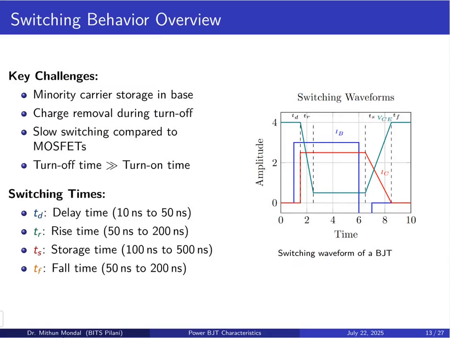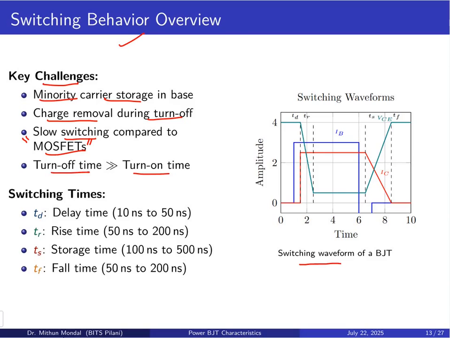Now, the switching behavior of this BJT, we will see the key challenges. There is a minority carrier storage in the base, due to which there is a charge removal required during the turn off process. Even when the transistor is turned off, some amount of charge will be there, and that has to be removed. This is very slow switching compared to the MOSFET. So if you compare the BJT with MOSFET, it will have slow switching. The turn off time should be much greater than the turn on time.